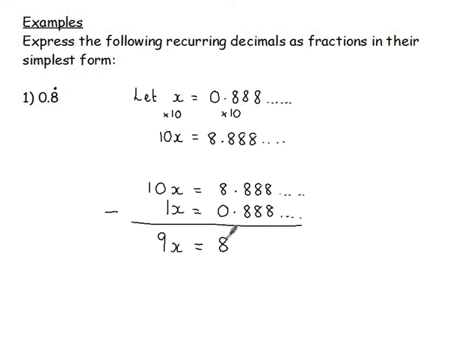Now our last step, rearranging equations, we want to get rid of that 9, so divide by 9 on both sides. x equals 8 over 9. Obviously we want it written as a fraction, as we are expressing recurring decimals as fractions. And 8 over 9 is in its simplest form.